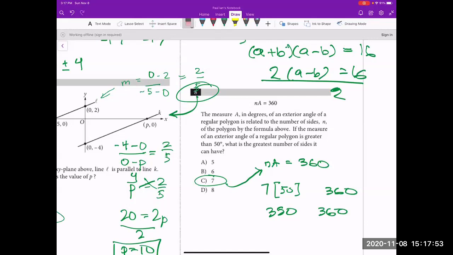What is the greatest number of sides that it can have to make this? Because if you put in the other ones, it'll be less, and this one will exceed it. That makes sense, yeah, you could do that. You can do that, or you can go through the steps of doing the algebra and finding the n. If you do that one, just to skip through it, it's going to be like 7.2, so n would just be 7. So either that or you can just plug it in.